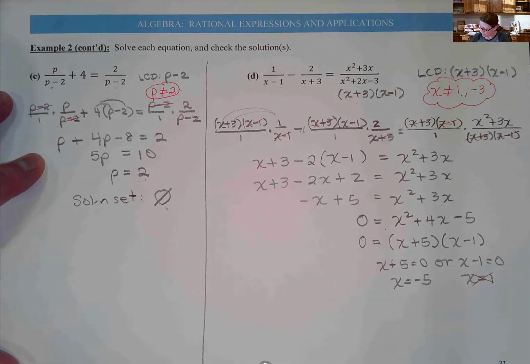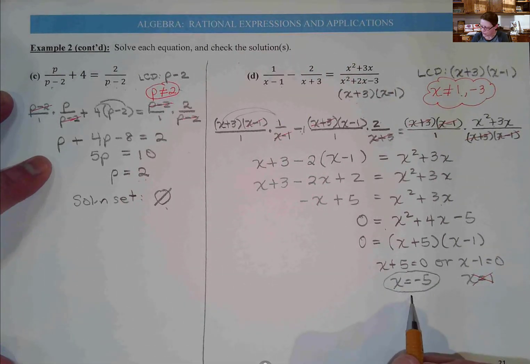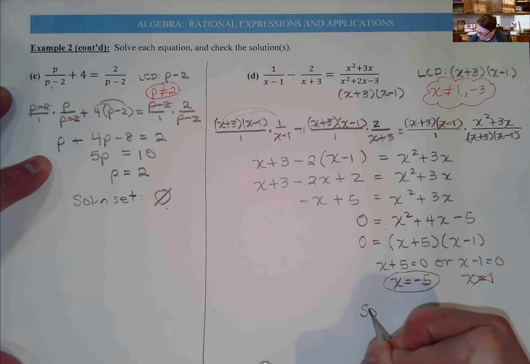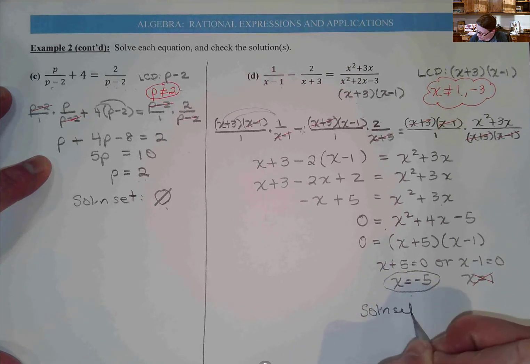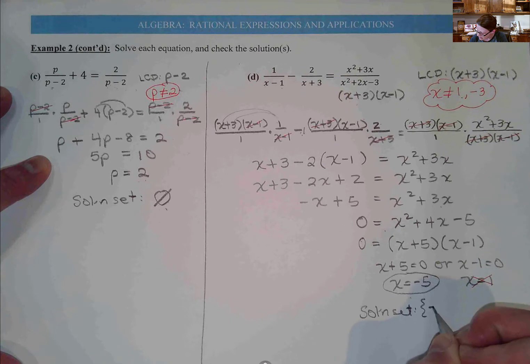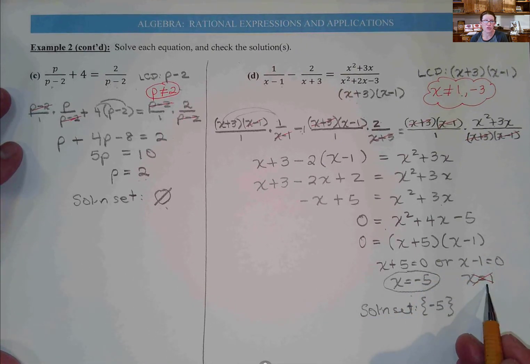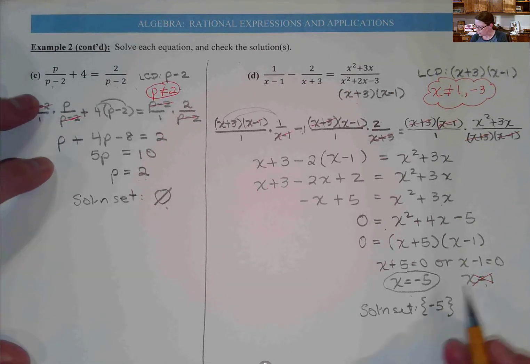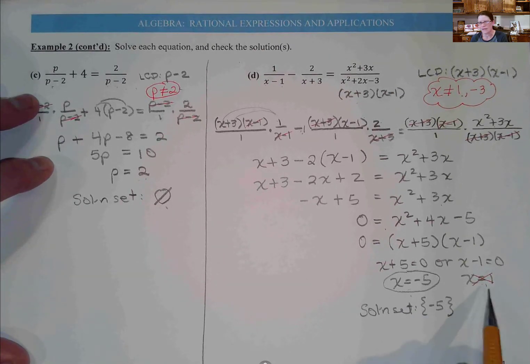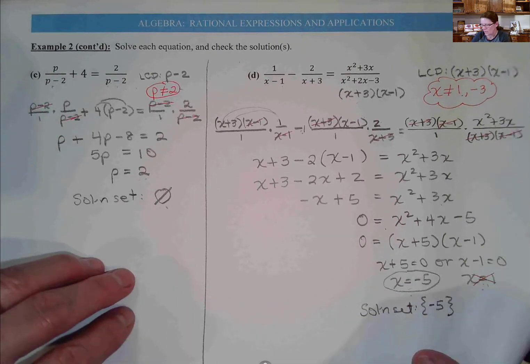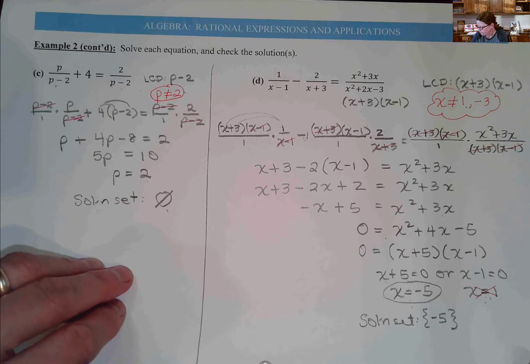Okay, we're not going to check this one, but the negative 5 does check in your original equation. Therefore, the solution set for this equation is negative 5. x equal 1 we call an extraneous solution. We did everything correctly. We found 2 proposed solutions, but that one does not work. It causes a 0 denominator. It is extraneous.